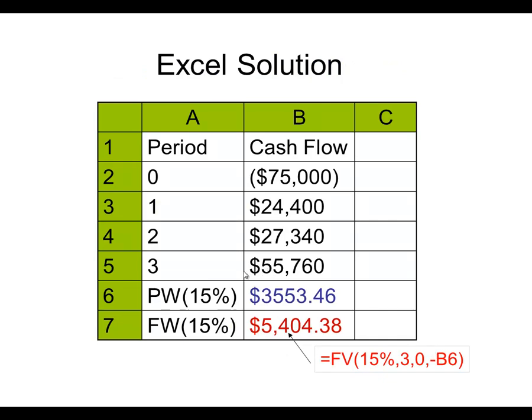And we can do it in Excel as we did with the same question before. All I need to do in this case is to add to my Excel sheet, since I have the present worth already calculated, just add the future worth with the future value. We have 15%, 3 periods, 0 type 0, and we are moving the value of B6 to the future, or you can calculate these values and move them to the future.